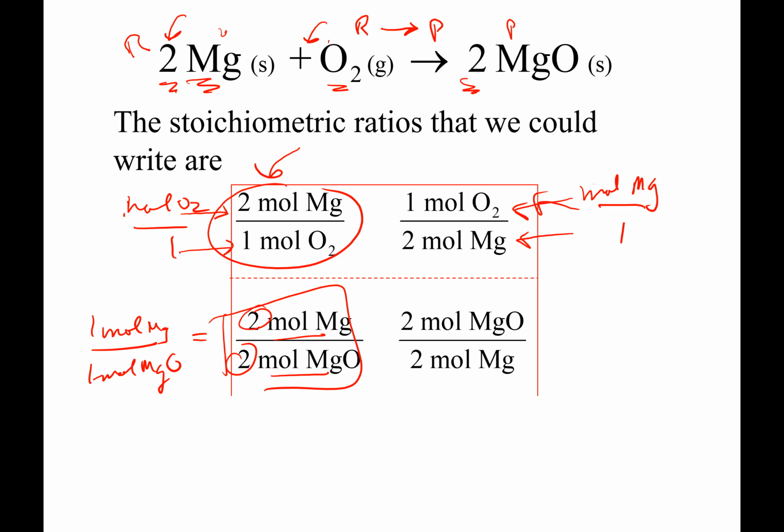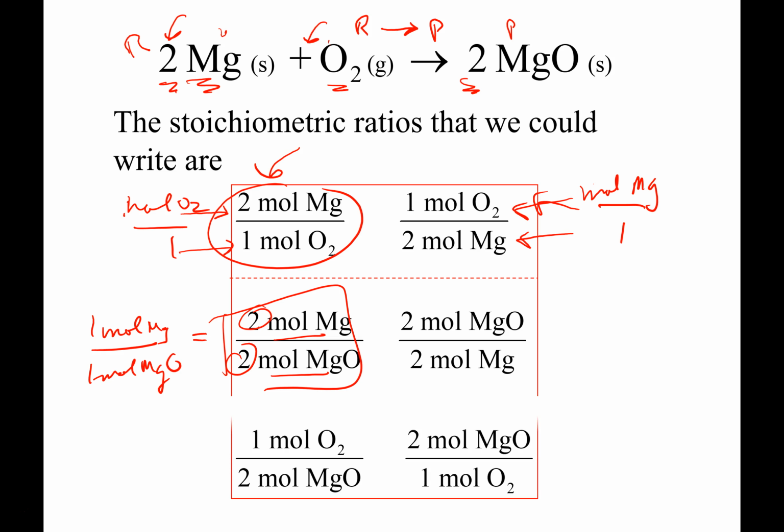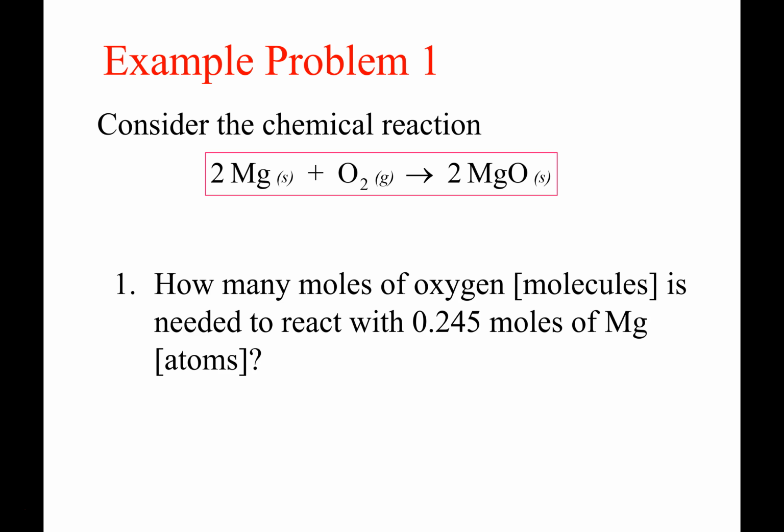The last thing we didn't look at was what? O2 and MgO. Well, we could do that too, depending upon what our stoichiometric problem was. Any questions about that? So these big numbers, of course, come from the coefficients. Cool. Well, let's work a problem.